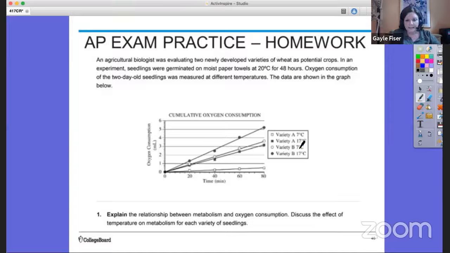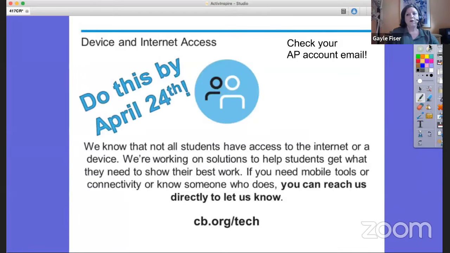You have 2 varieties, 2 temperatures, and your homework is to explain the relationship between metabolism and oxygen consumption. Discuss the effect of temperature on metabolism for each variety. So 2 task verbs are included in there. All right, so that's your homework. Have that ready for Monday or the next lesson.